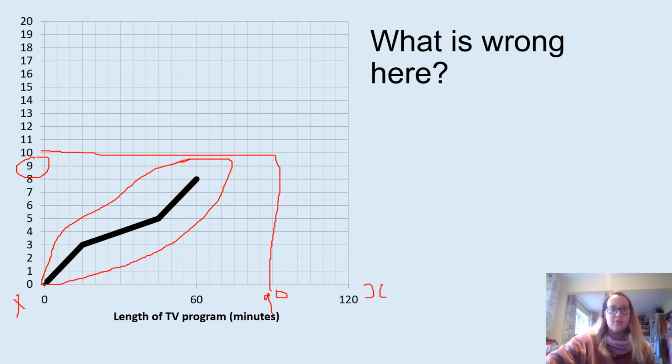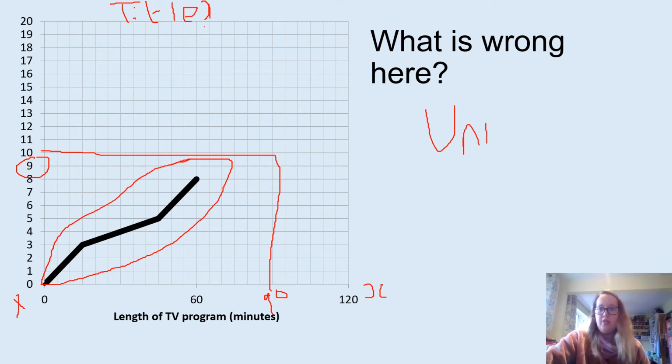Another thing that is wrong here is, where is the title? There is no title here showing or telling us what this graph is showing. So you need to have a title. Okay, so there is no title. There's also no units. I'll write them here. There's no units on the y-axis, and there's also no label on the y-axis. So these are crucial points that you need to include on every graph. So let's put y there.